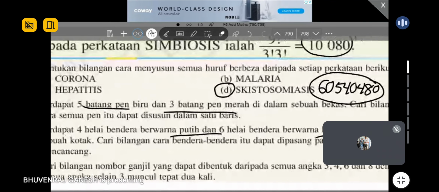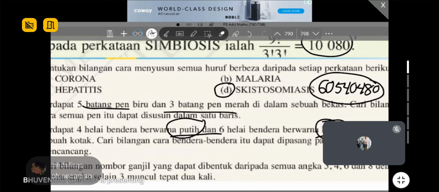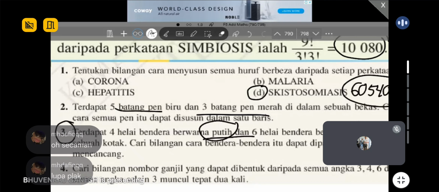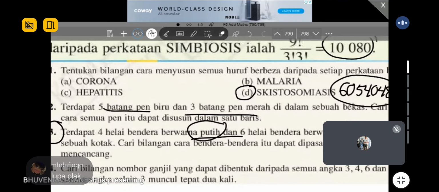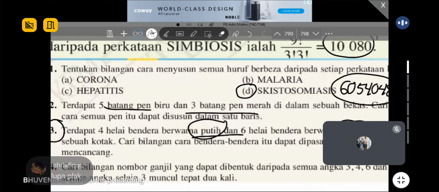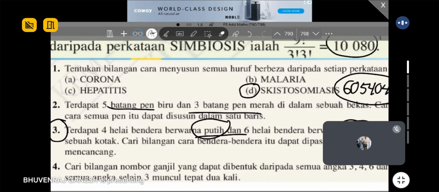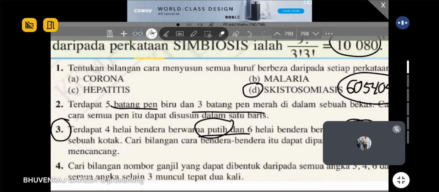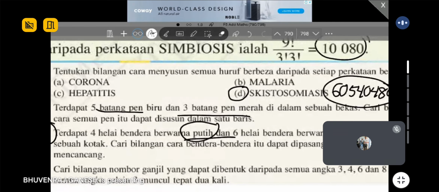Sebab kamu nampak warna serupa, putih kuning. So dia dikira sebagai objek serupa. That's why selalunya orang akan lupa yang tu. You all will forget on the identical object. Very common because you all try so many questions until forget that one already. But it's normal lah. It's very natural.